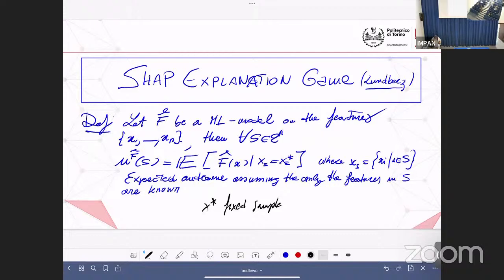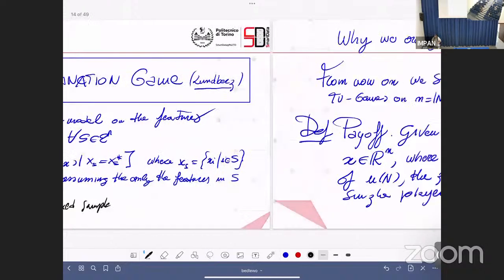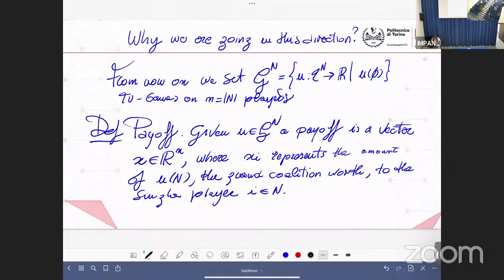So, okay, we have a game, but we want to give some value to the feature to understand which feature concurs more in deciding X or Y, cat or dog or whatever. And here's some notation just to fix. I use, as is usual in this setting, GN to denote the set of games on N players. And I call a payoff a vector, whose entries are indexed by the number of players and simply is an allocation of something, of a worth, to the various players.